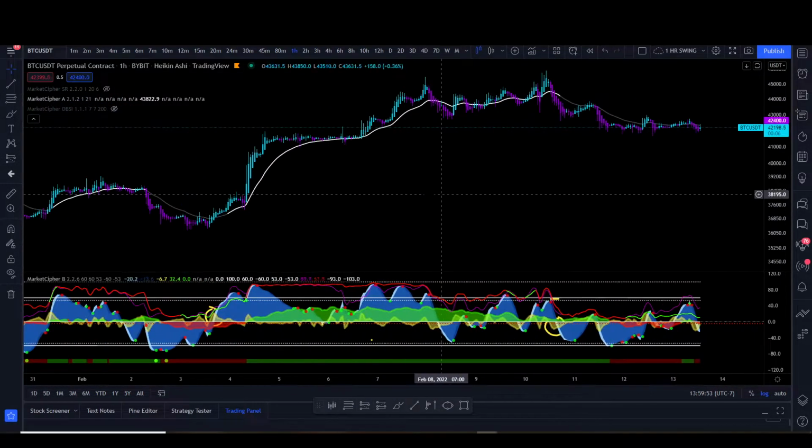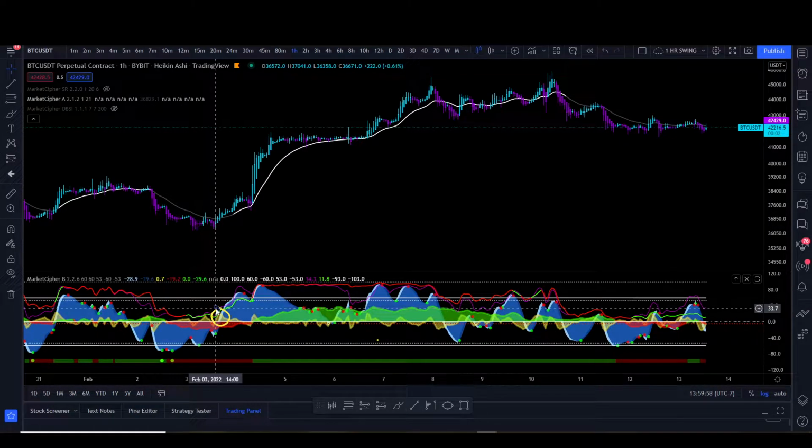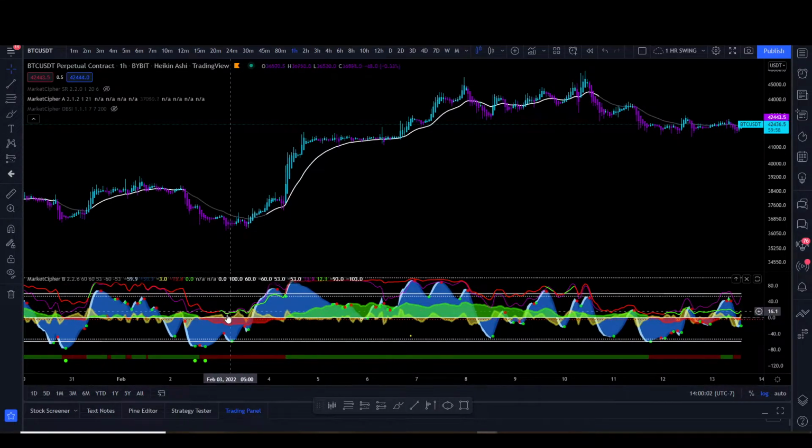So let's review real quick and then we can go look for some more entries. So first things first, what color is the money flow? It's red, so we're looking for longs. Has the RSI come below 20? Yes, it has. Is momentum diverging? Yes, it is. Has VWAP made the impulsive move?